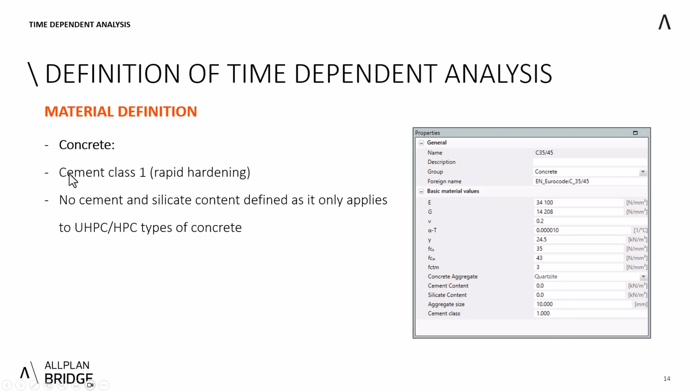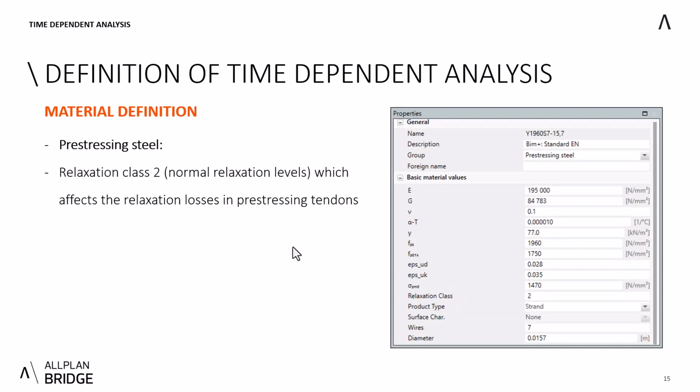And in this example, we have set the cement class 1, which stands for rapid hardening. This is all that is important for us at this point for this definition of materials for the concrete for this example. And of course, the next one is then pre-stressing steel.